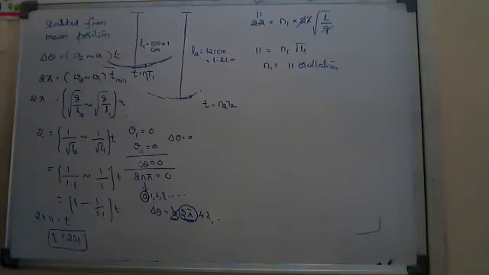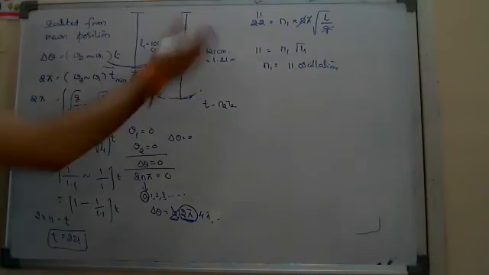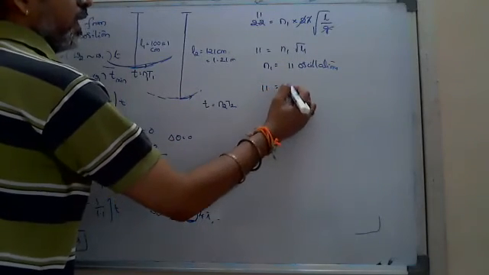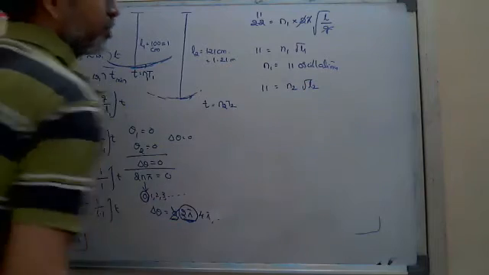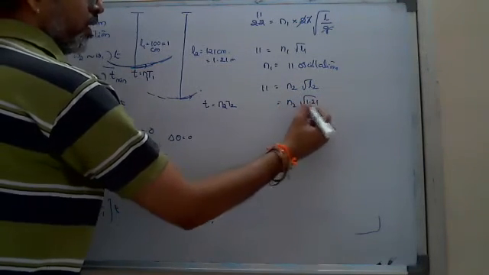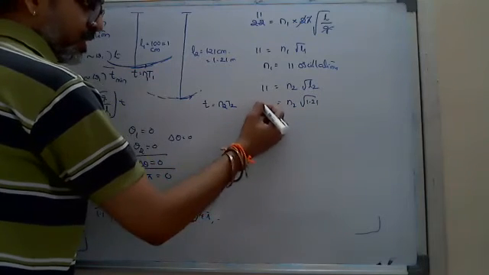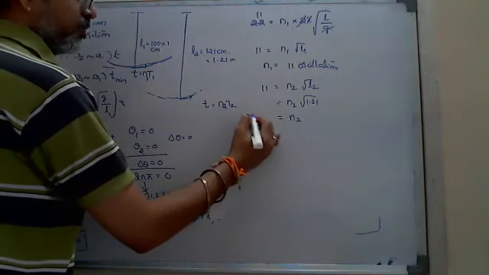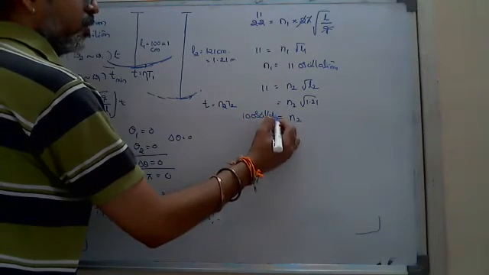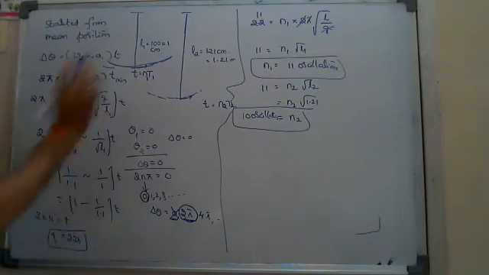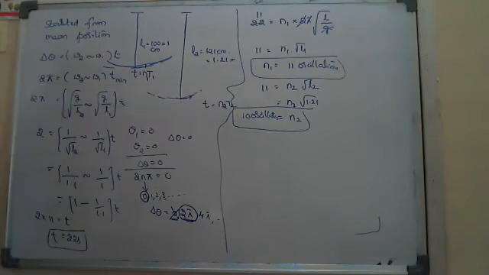In the same way, you will get n2 also now. If you cancel, here 11 is equal to n2 into root L2. So root L2 is 1.21, that is 1.1. If you cancel, you will get n2 equal to 10 oscillations. Likewise, you can find how many oscillations the first one completed and how many the second one completed. You can solve like this.